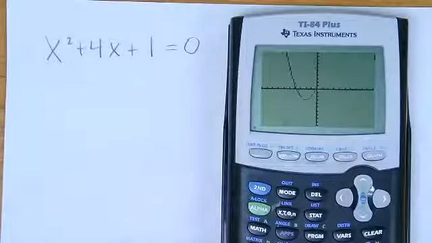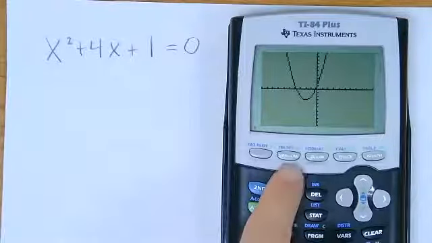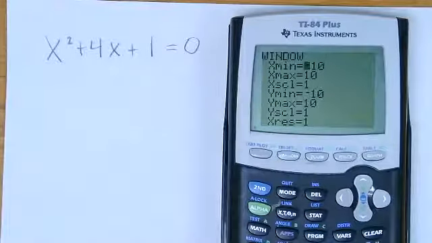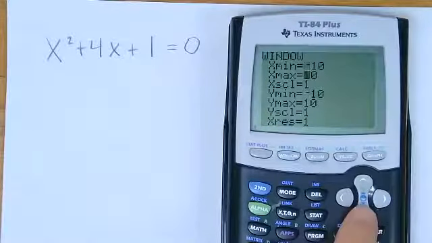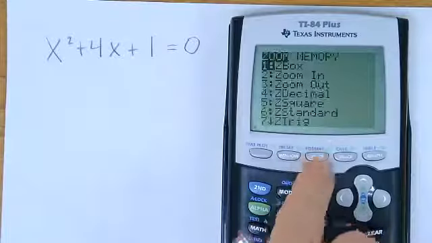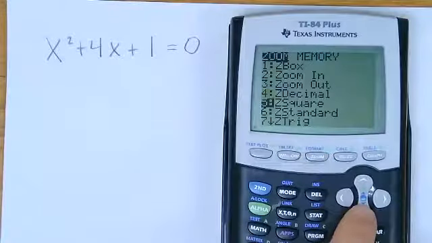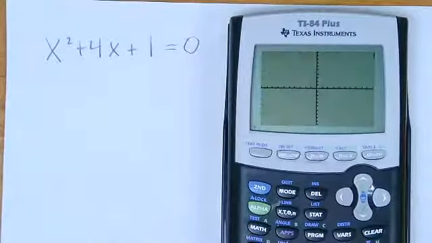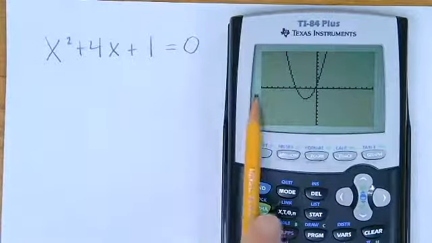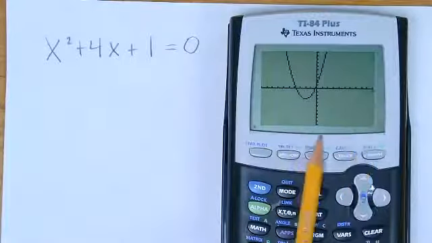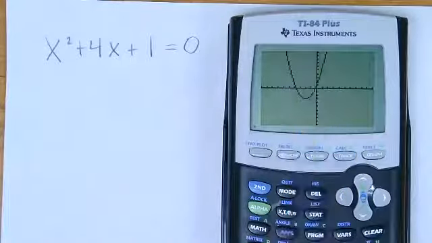Now, mine looks perfect, but yours may not. You may not even see the x-axis. So let's make sure your window is correct. Let's go to the window, and go ahead and change yours to that. If you want a fast way to do that, you can just click on zoom and then click on standard. Zoom standard is going to be minus 10 to 10 in both directions, x from minus 10 to 10 and y from minus 10 to 10.